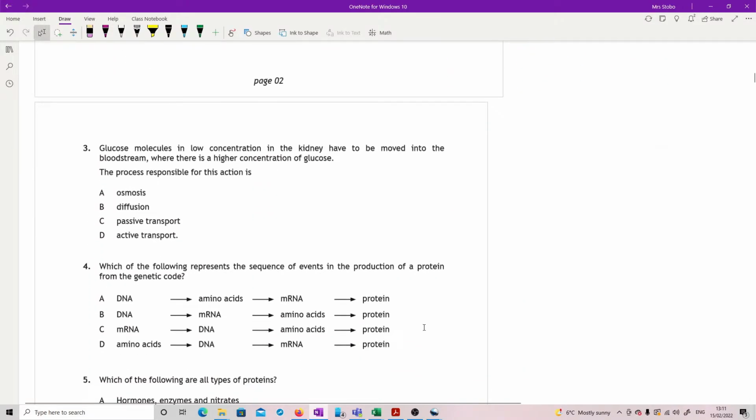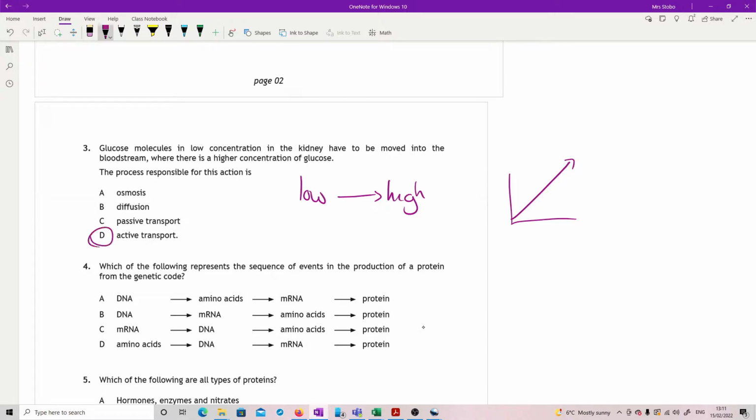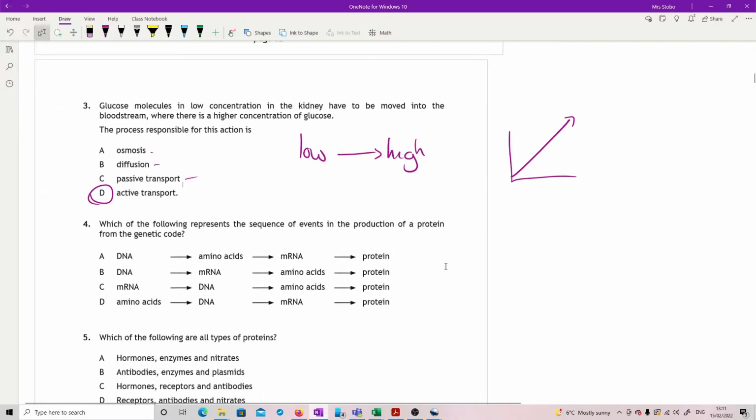Okay, question 3. Glucose molecules in low concentration in the kidney have to be moved into the bloodstream where there's a higher concentration of glucose. The process responsible for this action is, so I'm going from a low to a high. This is me basically trying to push it up the hill. Okay, if I'm trying to get up the hill, I'm going to have to put some energy in. It's going to be active transport. Okay, it's definitely not osmosis because that's water. Diffusion is high to low, and passive transport would be no energy involved at all.